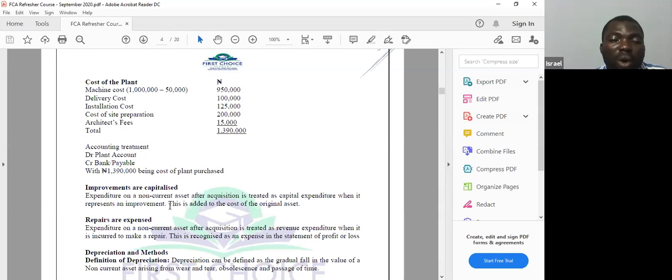Expenditure on a non-current asset after acquisition is treated as revenue expenditure when it is incurred for a minor repair. That is the difference between capitalization and a repair expense. So you normally capitalize a reasonable amount, a material amount.